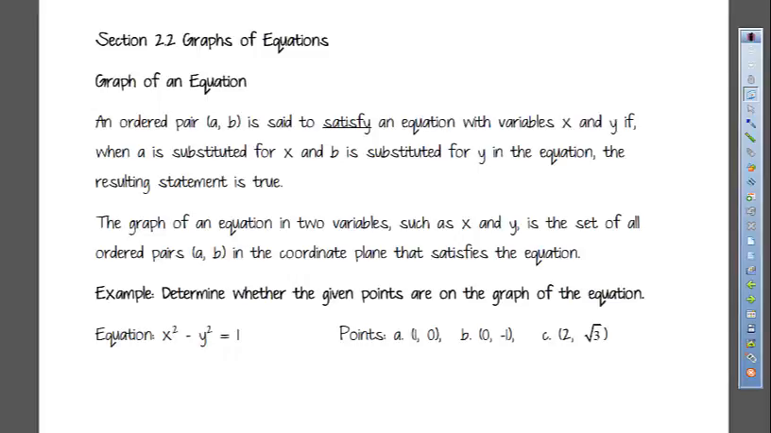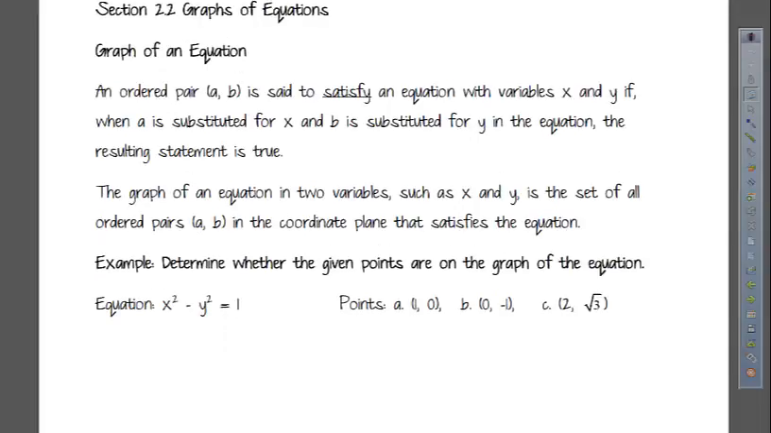In section 2, we'll start to talk about graphs of an equation. An ordered pair (a, b) is said to satisfy an equation with variables x and y if, when a is substituted for x and b is substituted for y in the equation, the resulting statement is true. We probably already knew that. The graph of an equation in two variables such as x and y is the set of all ordered pairs (a, b) in the coordinate plane that satisfies the equation.